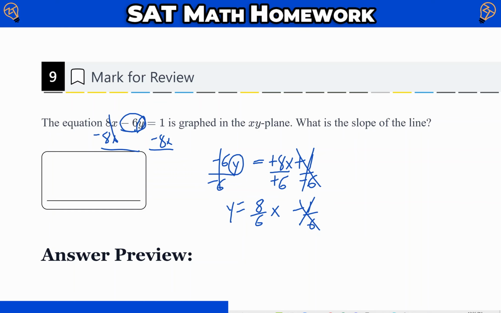And what's neat is you could actually type in 8/6. That should be acceptable. To my understanding, it doesn't have to be reduced. Obviously, you can reduce it in your calculator on Desmos, or you probably just know that you can divide top and bottom by 2, and you get 4/3.